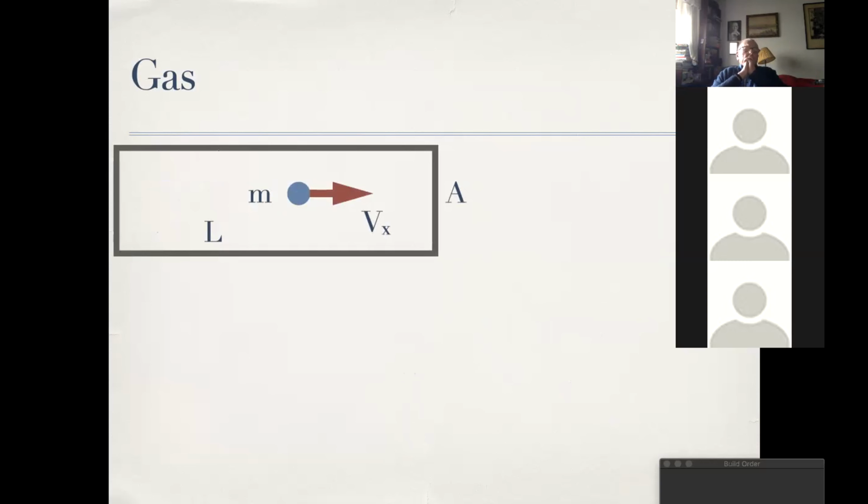Imagine you have a container. It's a box with length L and area A, and we have a particle with mass M moving freely inside that container. So imagine a particle with a velocity v, moving freely. It doesn't hit anything before it hits the wall. And when it hits the wall, it scatters. I will make the assumption that when it hits the wall, it scatters elastically.